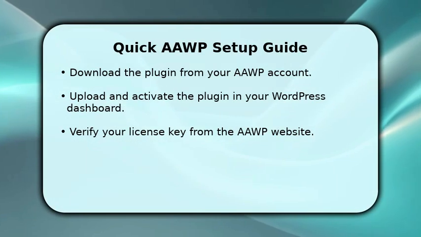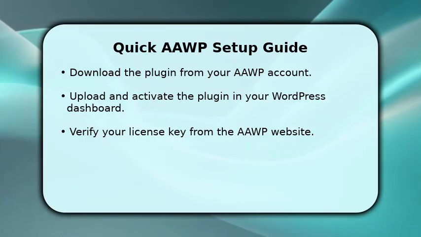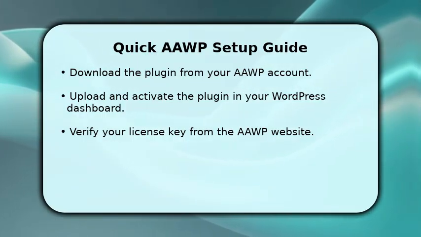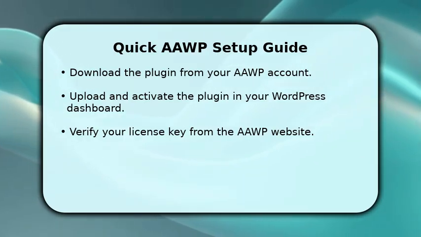Setting up AAWP is a straightforward process. First, download the plugin file from your AAWP account. Next, upload and activate it within your WordPress dashboard, just like any other plugin.